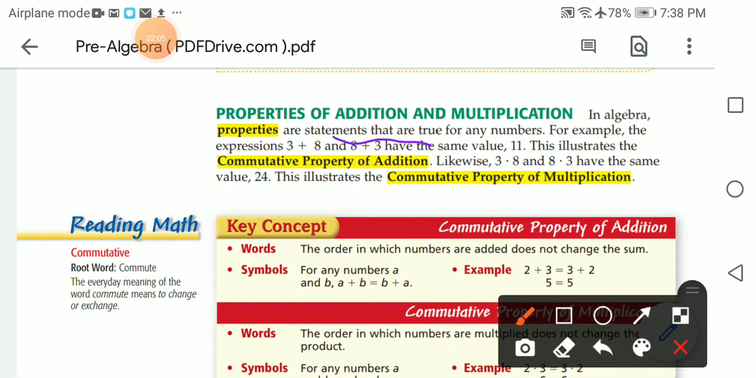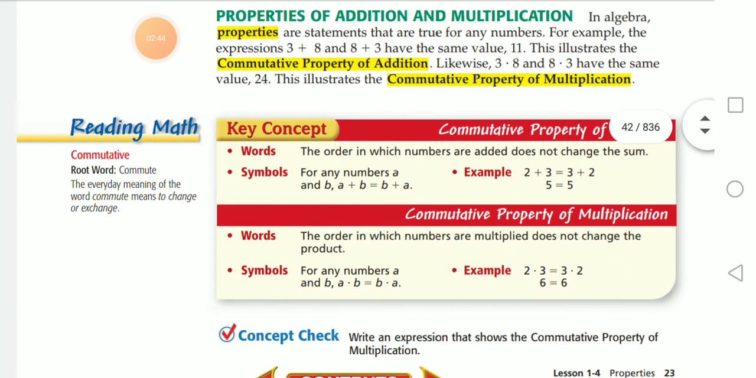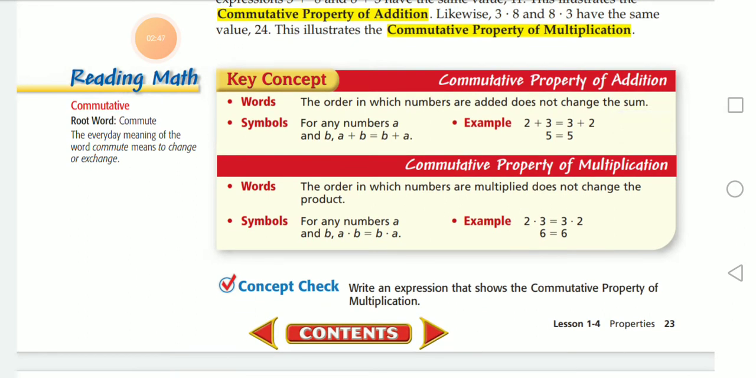For example, the expressions 3 plus 8 and 8 plus 3 have the same value, which is 11. This illustrates the commutative property of addition. Likewise, 3 times 8 and 8 times 3 have the same value of 24. So this illustrates the commutative property of what? Yes, I can hear you, multiplication. So this means commutative property of addition and commutative property of multiplication. It's easy and we will take it very fast.